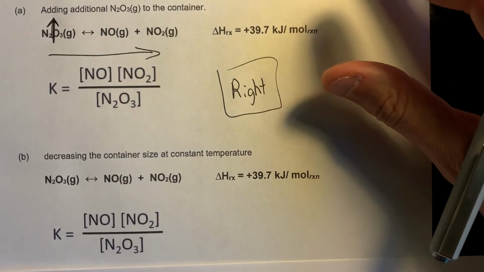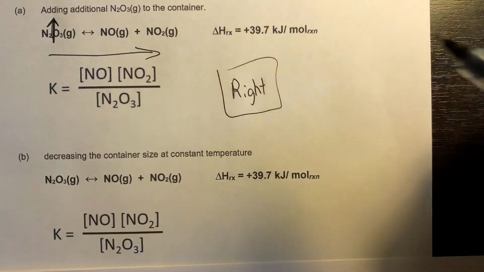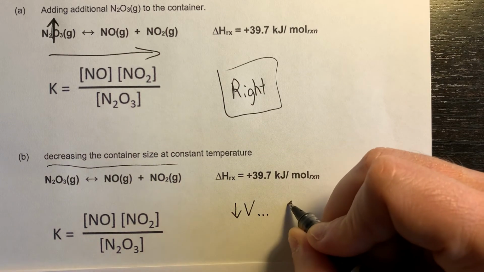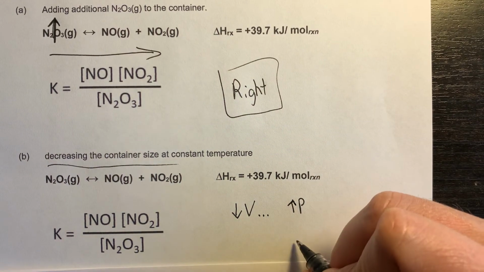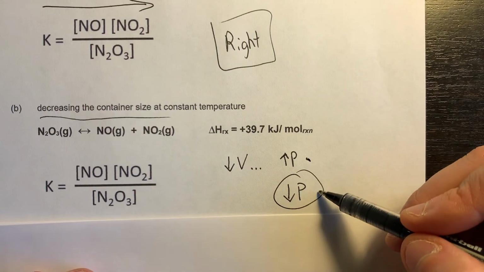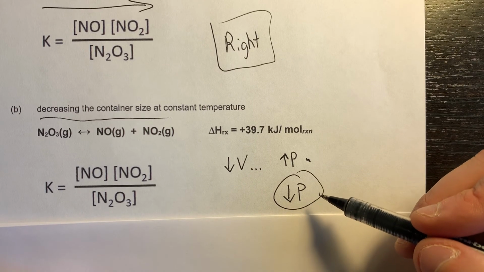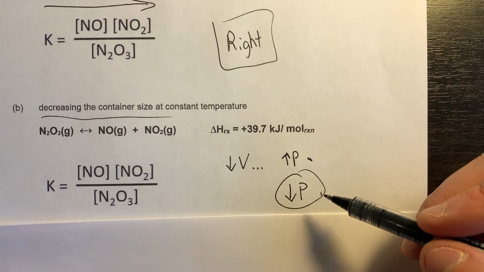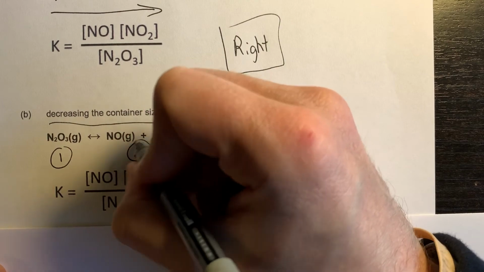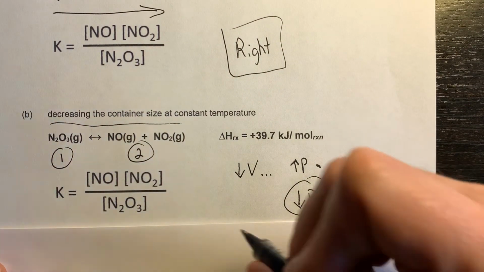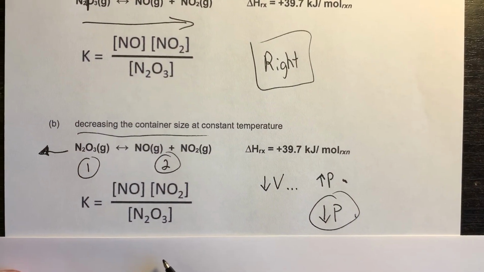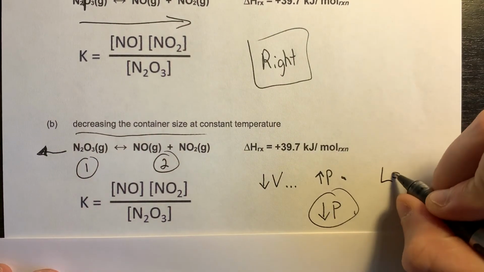For part B here, we decrease the container size at a constant temperature. If we decrease the container size, so decrease volume, the ramification of this is that we've just increased pressure. The system now wants to find a way to decrease the pressure. This is what we've done here as the chemist. This is what the equilibrium system is going to do in order to reestablish the correct relationship between reactant and product. We have 1 mole of gaseous reactant. We have 2 total moles of gaseous product. In order to decrease the pressure, we will shift to the side with fewer moles of gas. That is going to be your reactant side. So we have a shift left for part B here.